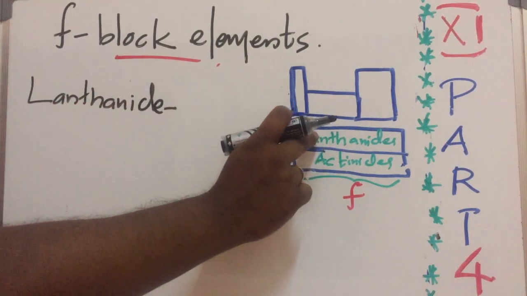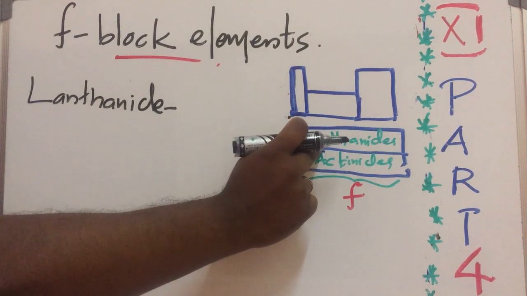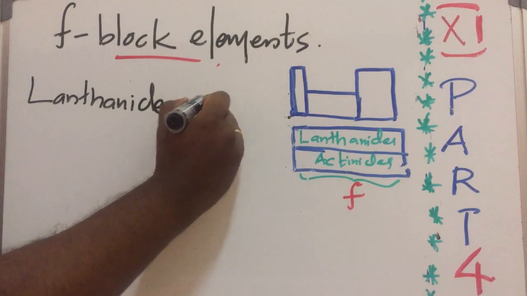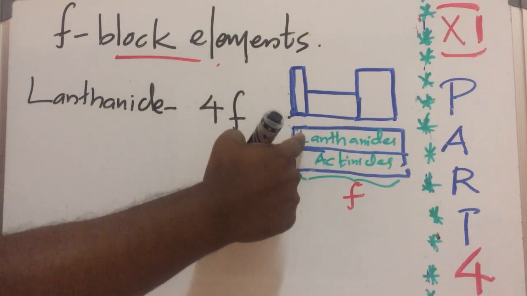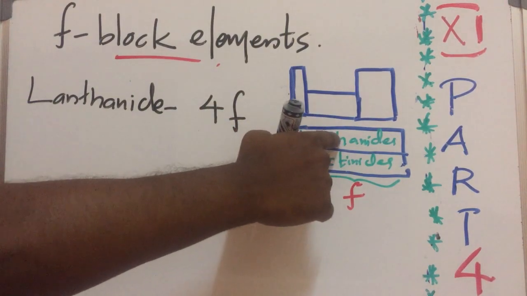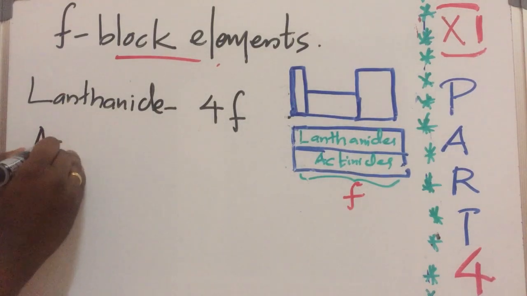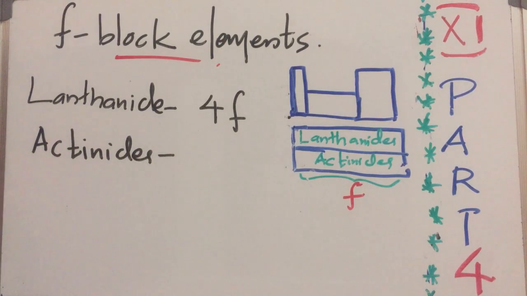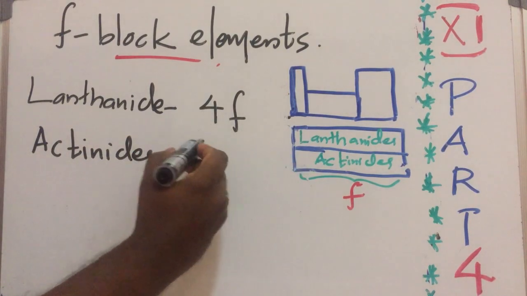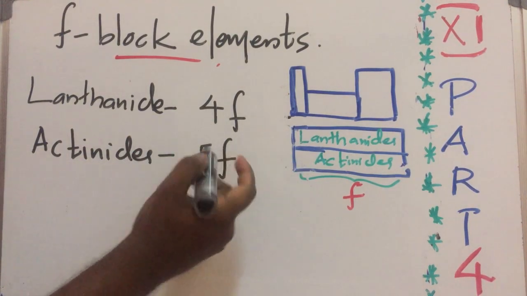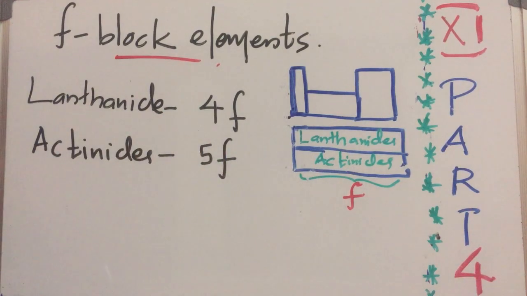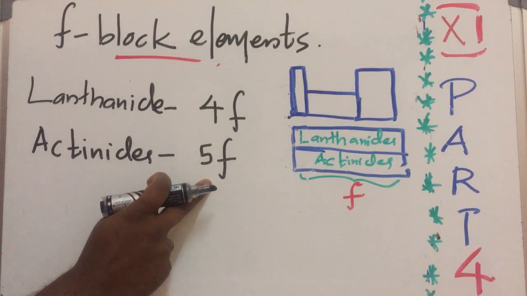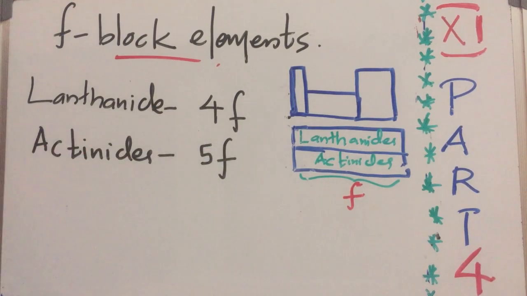The elements of this period fill 4f orbitals. That is, 4f orbitals are filled in this series. The second series is actinides. Here 5f orbitals of the elements are filled. The last orbital is 5f and the last electrons enter into the 5f orbitals.